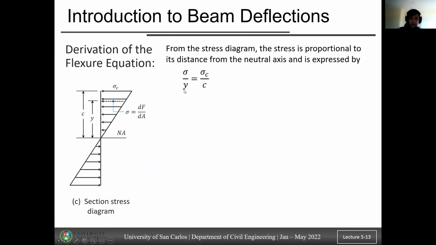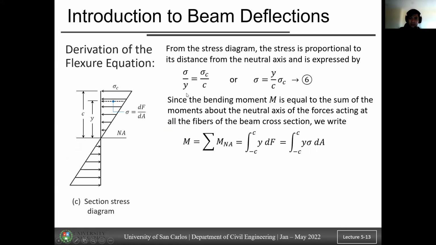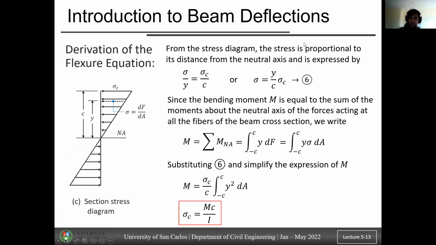So, derivation of the flexure equation. As you can see, you have different formulas presented on the screen. As you can see in equation number 6, it is just a ratio and proportion between the different elements of the stress diagram. So the certain stress of your representative strip all over y, then the whole span, the total stress all over the total, or the center span, right? That's c.